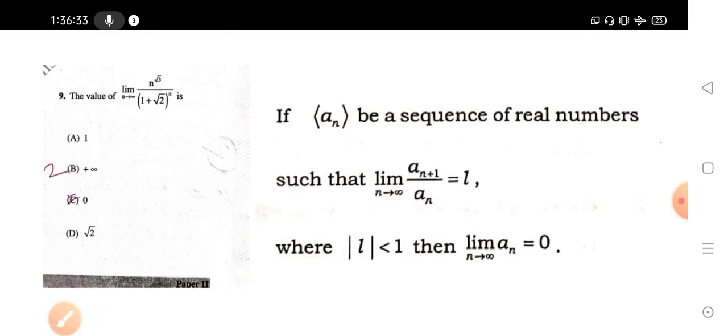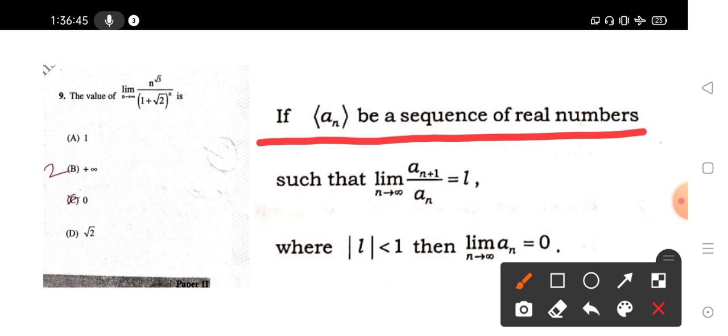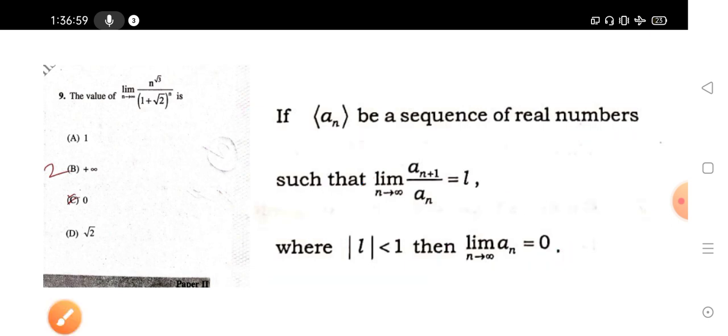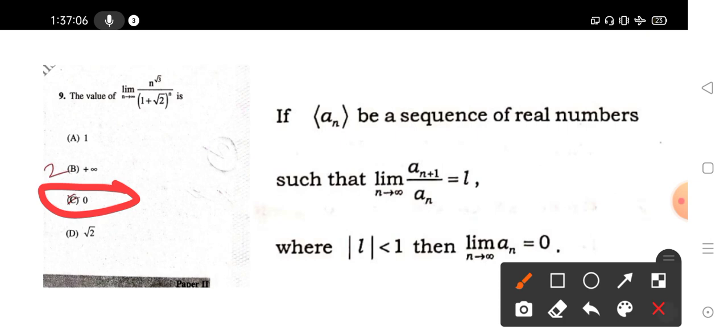The value of the limit as n tends to infinity of n^√3 / (1+√2)^n. Here is one result: if an is a sequence of real numbers such that the limit as n tends to infinity of a(n+1)/an equals L, with modulus of L less than 1, then the limit of an equals 0. This is a result. Therefore, you can solve. We get option C, 0.